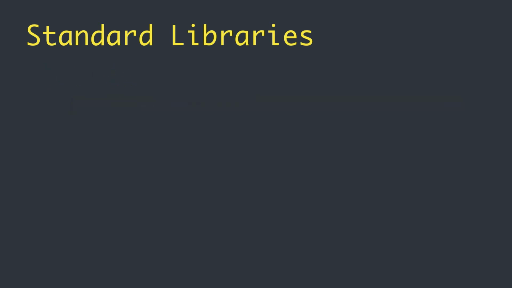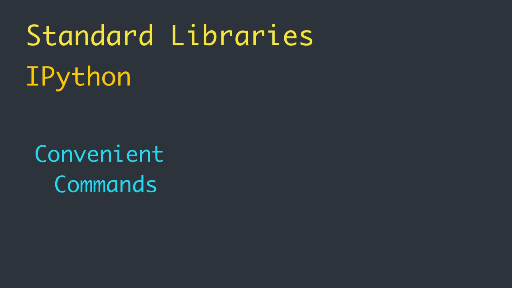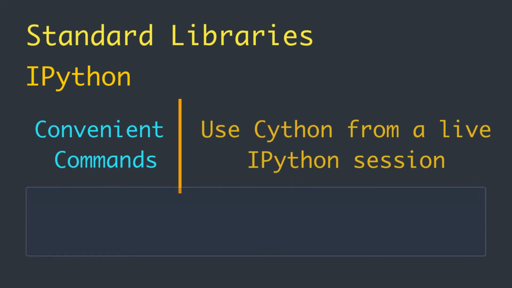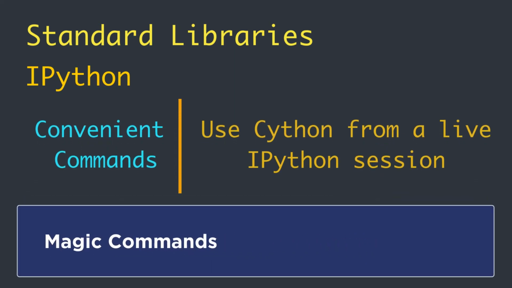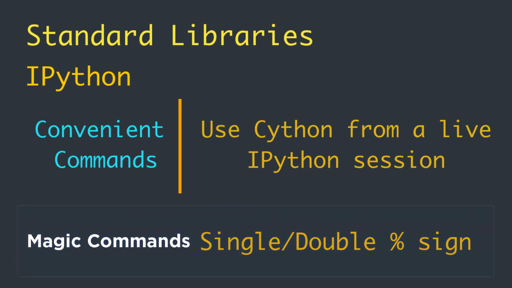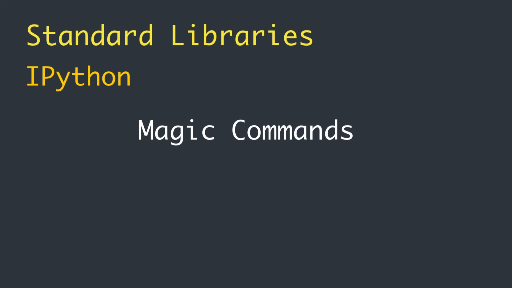Secondly, we will discuss the IPython library. The IPython project has convenient commands that allow us to interactively use Cython from a live IPython session. These extra commands are IPython-specific commands called magic commands, and they start with either a single or double % sign. They provide functionality beyond what the plain Python interpreter supplies. IPython has several magic commands to allow dynamic compilation of Cython code, which we will cover in this video.